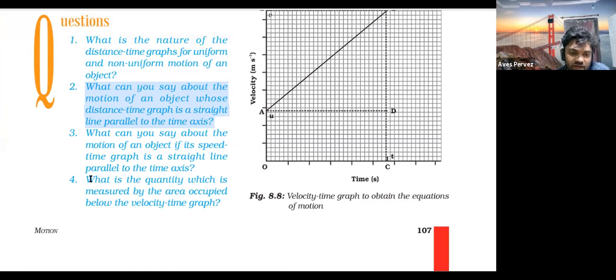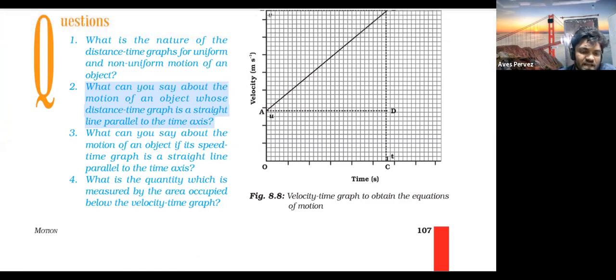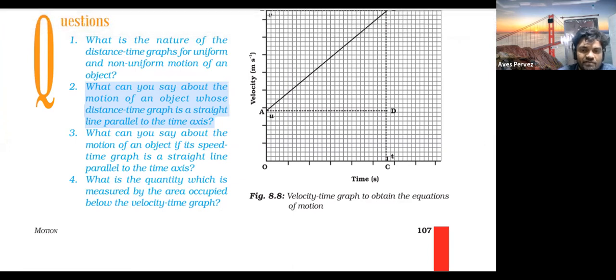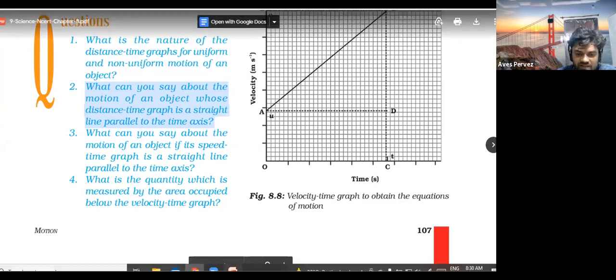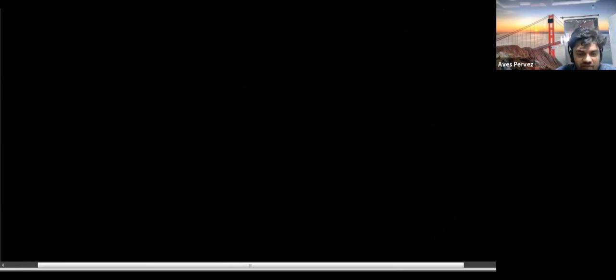Okay, so what is the quantity which is measured by the area occupied below the velocity-time graph? In the velocity-time graph, what is that physical quantity that can be calculated with the area below the graph? Velocity-time graph means if you have a velocity-time graph, for example, let me explain to you here. In this graph you see that we have the velocity-time graph.